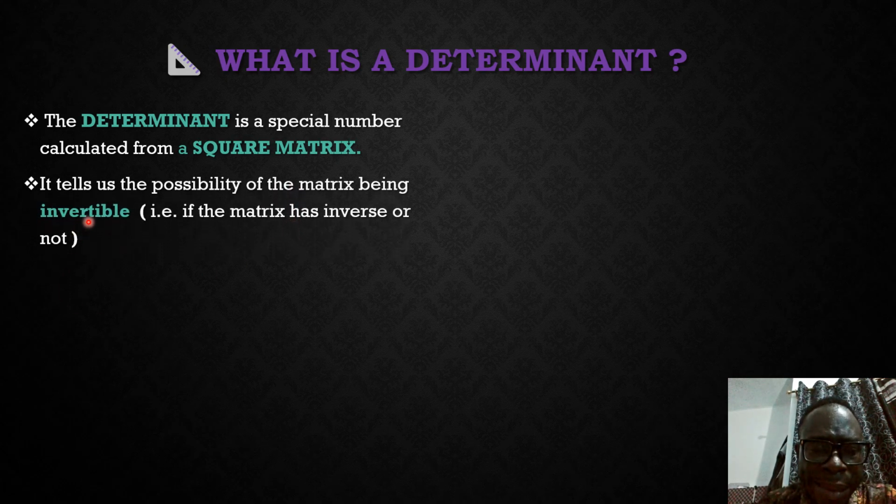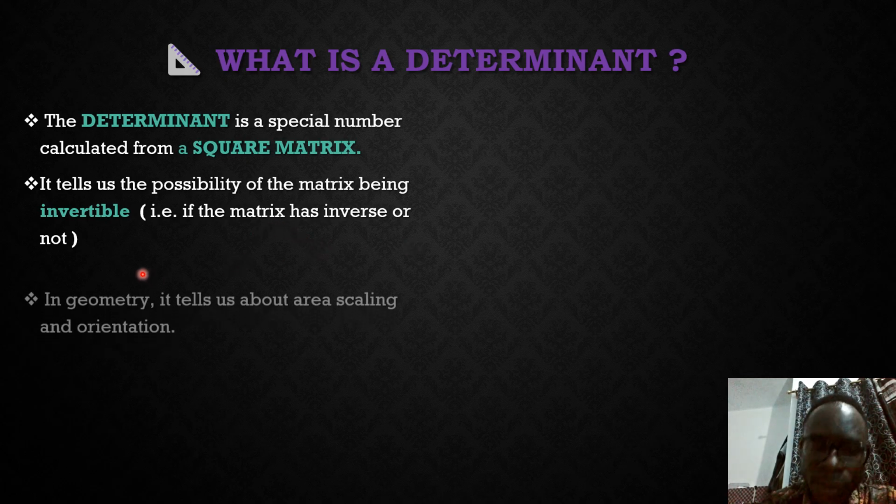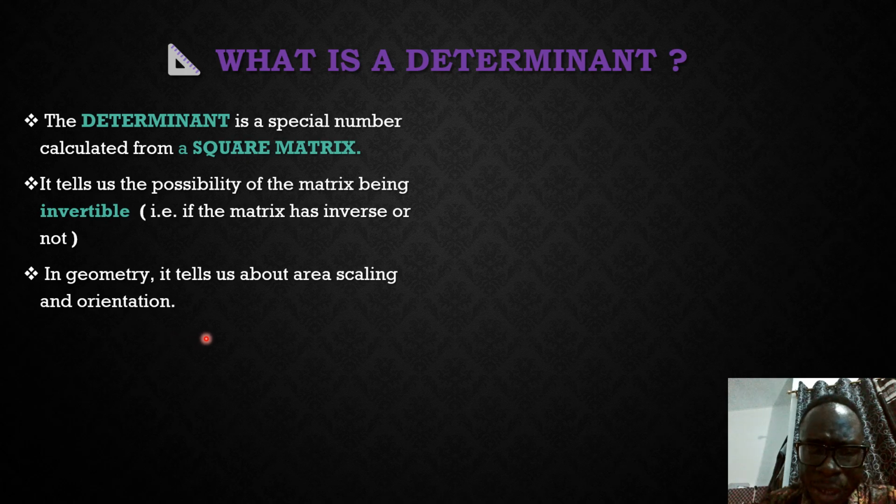The determinant tells us the possibility of the matrix being invertible. What is the meaning of that? It means that it makes us aware whether the matrix has an inverse or not. Then in geometry, the determinant tells us about area scaling and orientation.